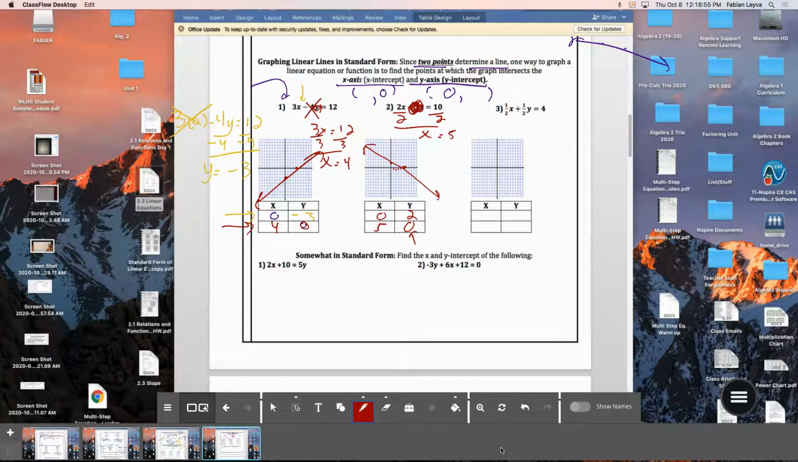All right, so make sure that when you are solving these problems, you are writing down your table, because that's how I'm going to know that you are actually finding your x and y intercepts first.